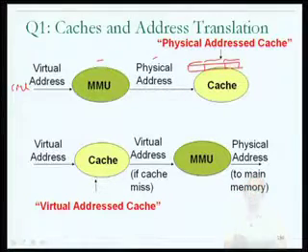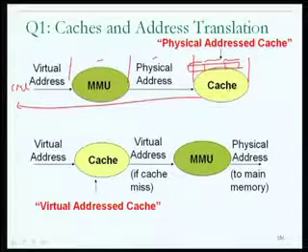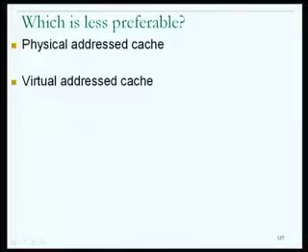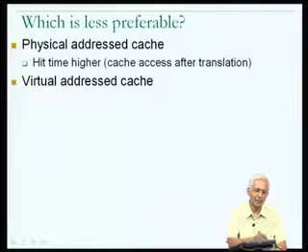How much time does it take for the data to come back from a physical address cache to the processor? The answer is it's going to take as much time as it takes to access the cache, but in addition to that, it's going to take the amount of time that it takes to do the address translation. Therefore, the amount of time to get a piece of information out of the cache is going to be more than was the case for the virtual address cache in the event of a cache hit. Therefore, the hit time is going to be higher for the physical address cache than it is for the virtual address cache. And this is a negative.